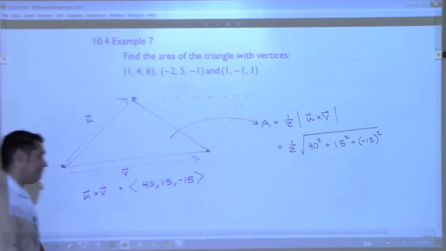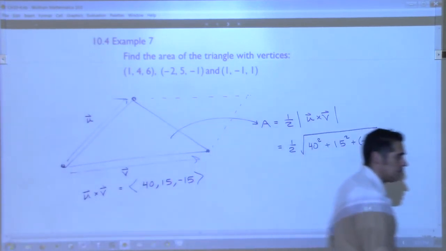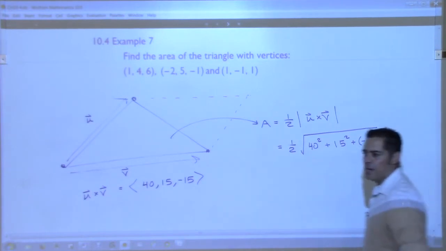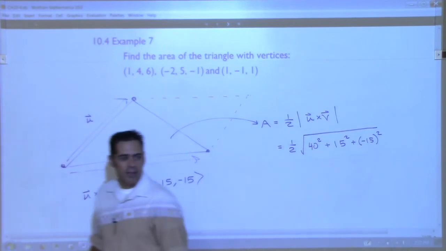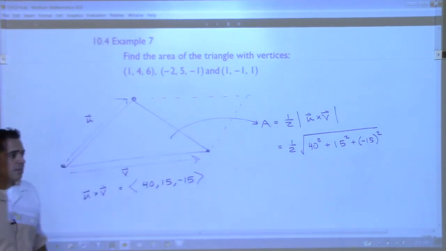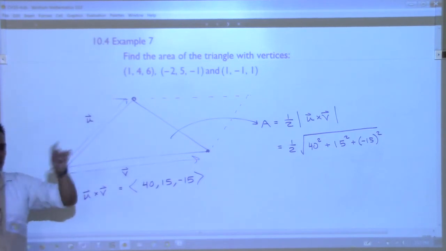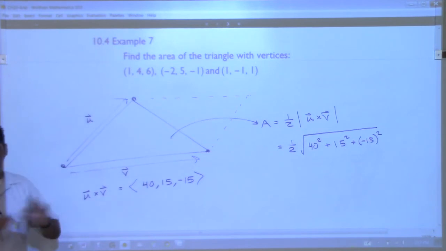I mean, just think about how difficult that would be without vectors, without cross products. Give you some arbitrary triangle in three-dimensional space and then ask you for its area. It would be very difficult to do. Very difficult. But we can do it as long as we have 3 points. That's all we need. Give me the 3 vertices. I'll create vectors. I'll cross them. I'll take the magnitude. I'll take half of that. I'm done.